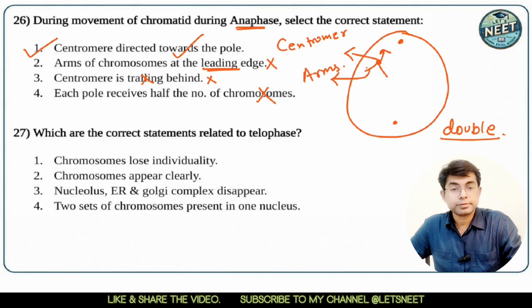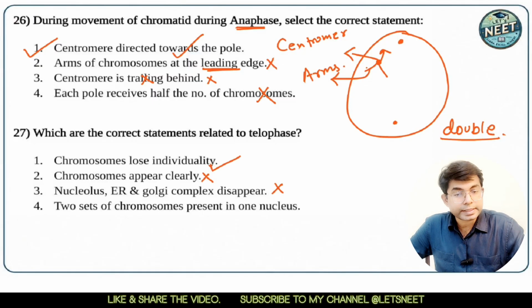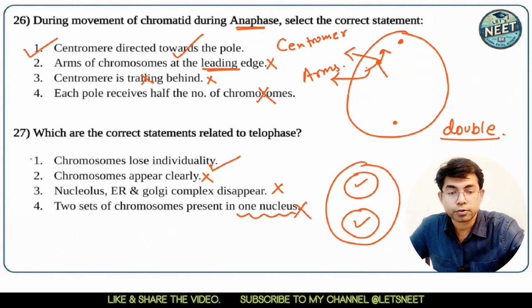Which is the correct statement related to telophase? Here, chromosomes lose individuality. During telophase, chromosomes lose individuality. Yes. Centrosome appears clearly? No, centrosome disappears. Nucleolus, ER, Golgi complex disappear? Wrong, they reappear. Two sets of chromosomes present in one nucleus? No, they are not present in one nucleus. Two sets of chromosomes are present in two nuclei, right? One set is present here, one set is present here. So this is also wrong. So the first one is correct, the rest are wrong.